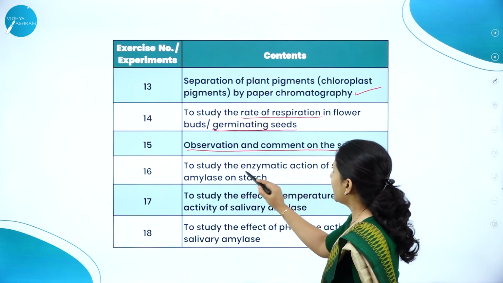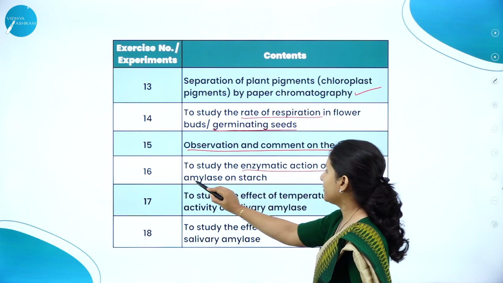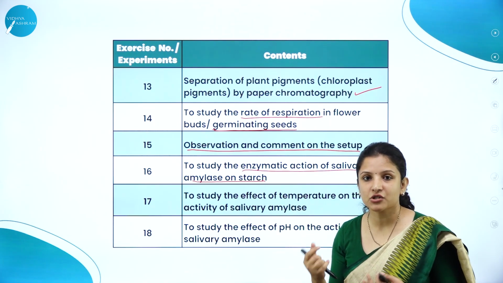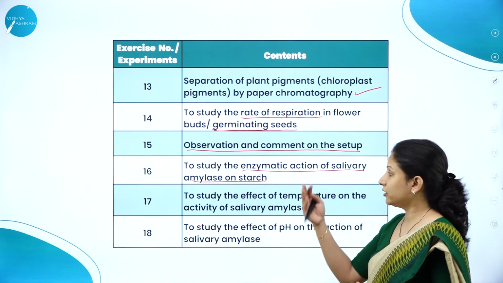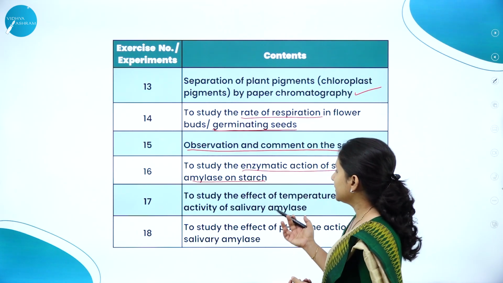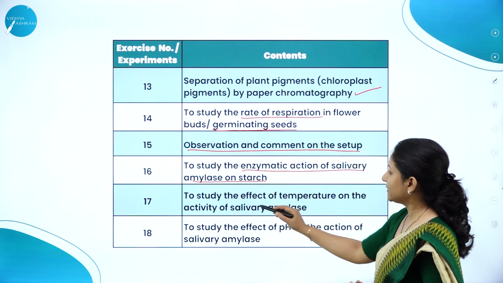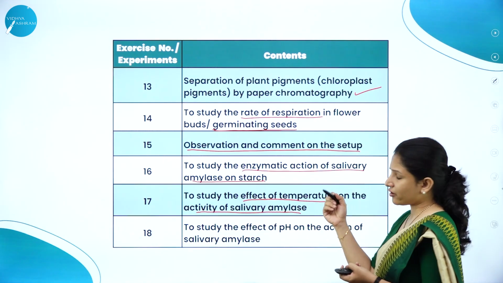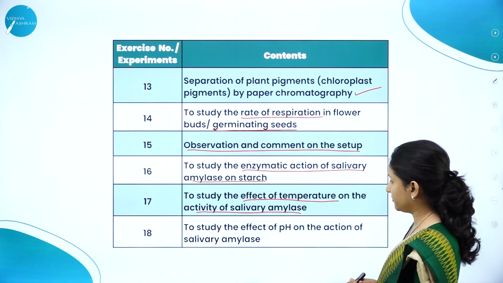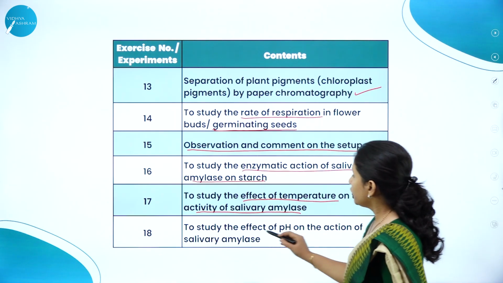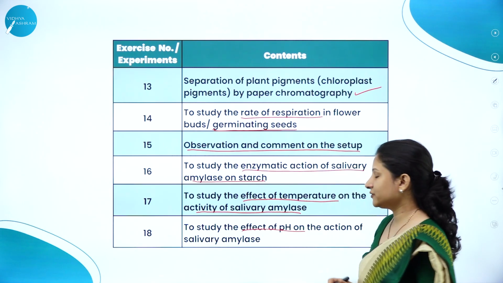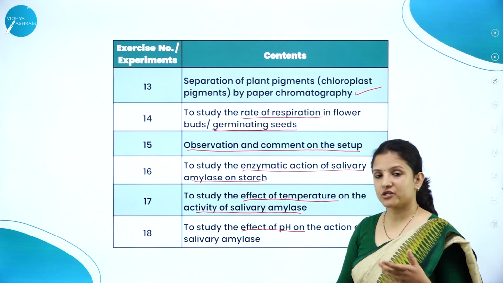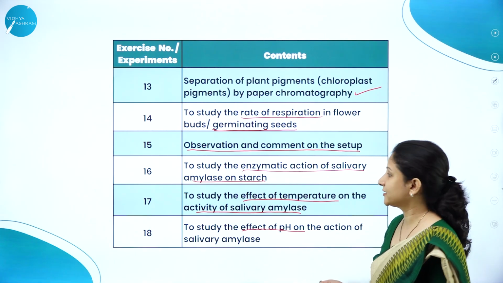Next 16 is enzymatic action of salivary amylase on starch. So salivary amylase will be added to starch. What happens to the starch when salivary amylase reacts on it? So all that you'll study under experiment 16. Next experiment 17 is to study the effect of temperature on the activity of salivary amylase. All these are biochemical related experiments. Next experiment 18, you have to test the effect of pH on the action of salivary amylase. So acidic pH, basic, neutral, so different pH we have to study under experiment 18.